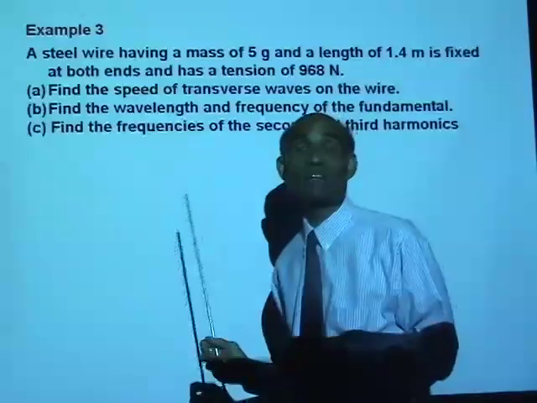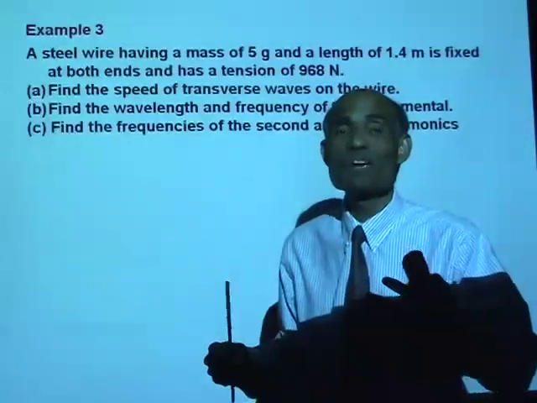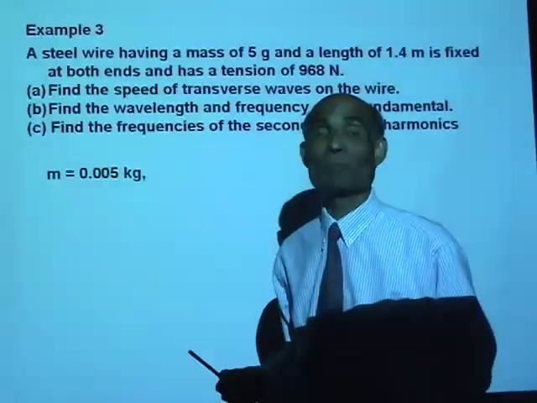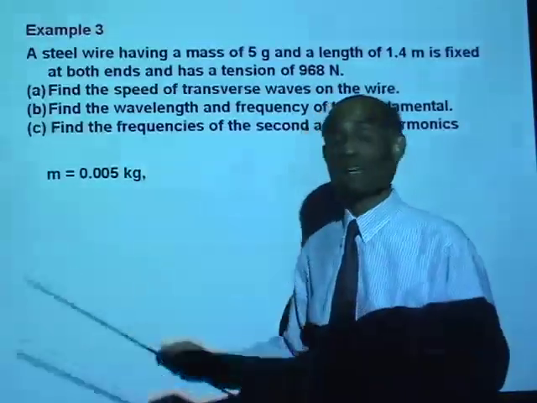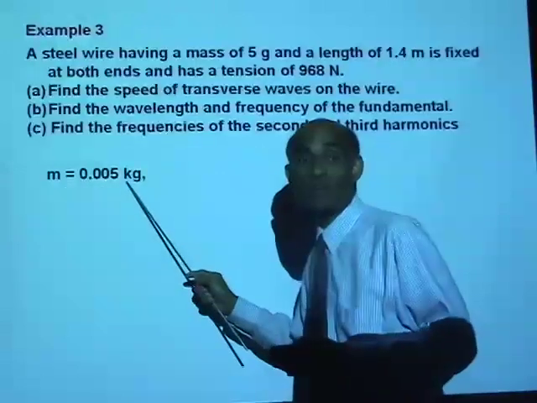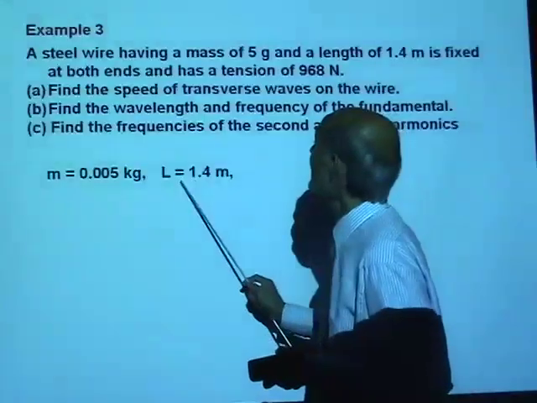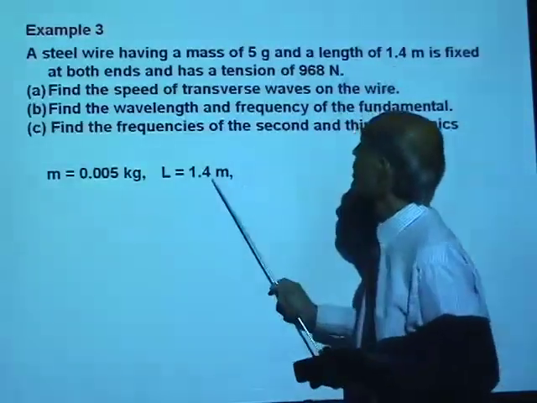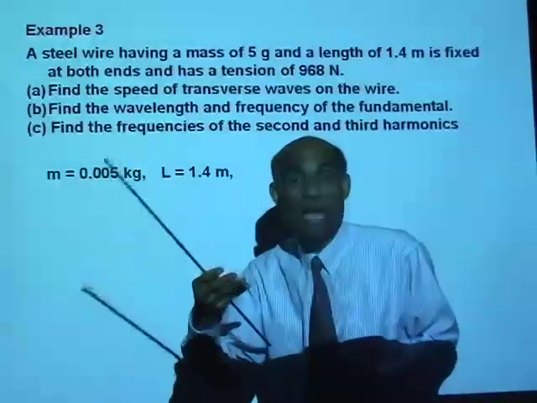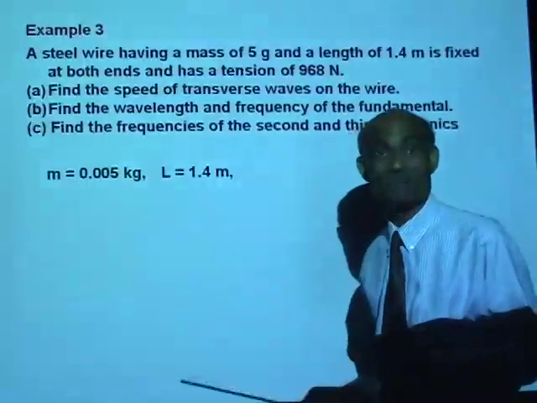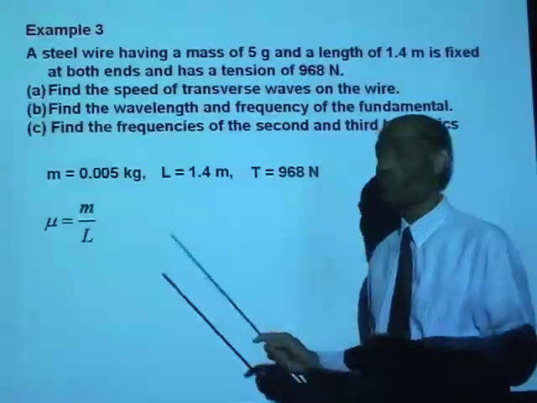Find the speed of transverse waves on a string. What's the equation for speed of transverse waves on a stretched string? V equal to square root T over mu. Let's pick our data. Mass of the string is 0.005 kilogram, 5 gram. Length of the string is 1.4 meter. You have the length, you have the mass, you can find the mass per unit length. Is that right? Yes. The tension on the string is 968 newton.